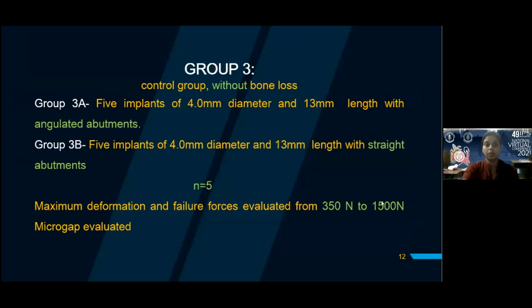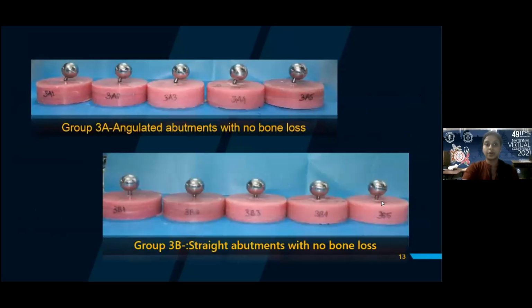And group 3 was a control group where no bone loss was simulated. It was again subdivided into group 3A and 3B, where 3A was an implant group with the angulated abutments, and group 3B was an implant group with the straight abutments. This is a picture showing the angulated abutments with no bone loss and the straight abutments with no bone loss.